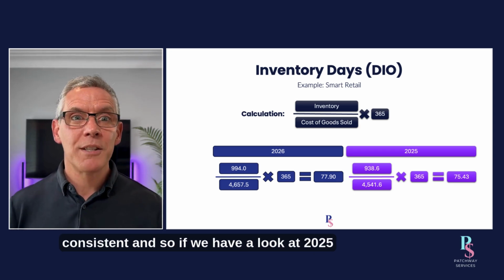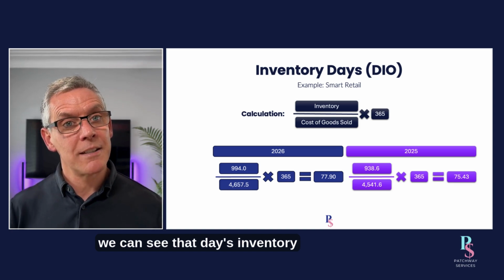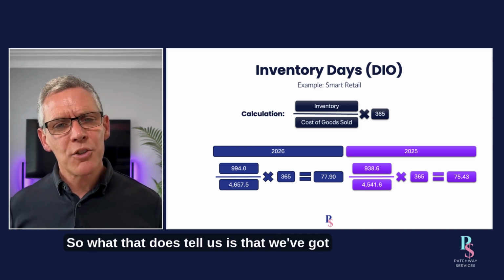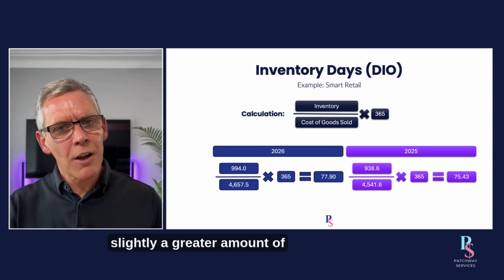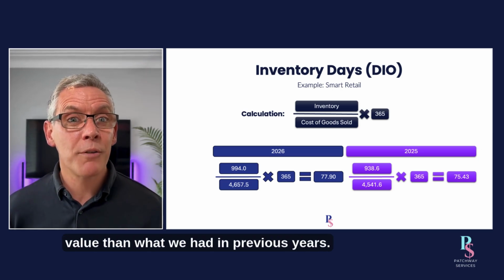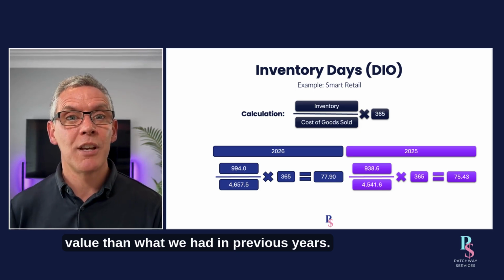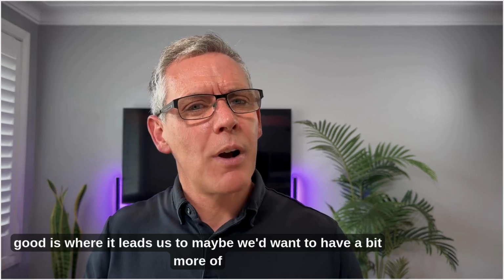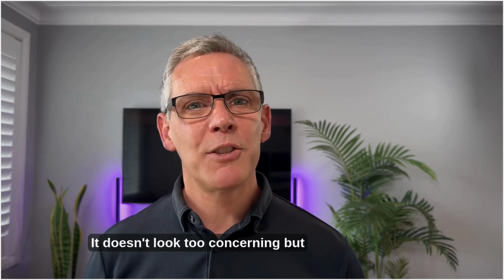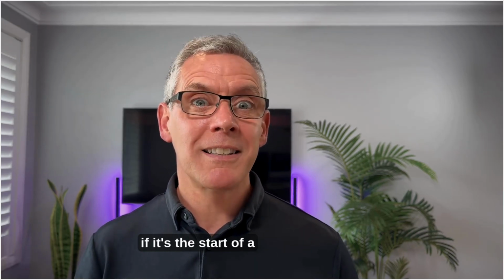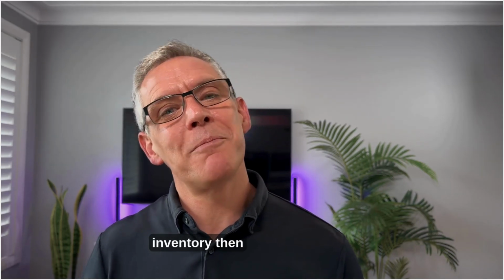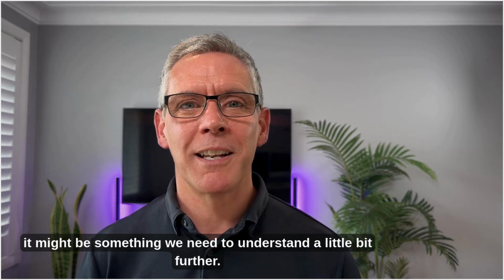And so if we have a look at 2025, we can see that days inventory outstanding was 75.43. What that does tell us is that we've got slightly a greater amount of inventory, certainly from a dollar value, than what we had in previous years. Now, is that a problem? Well, this is where maybe we'd want to have a bit more analysis. On the face of it, it doesn't look too concerning, but if it's the start of a trend and we've got the wrong type of inventory, then it might be something we need to understand a little bit further.